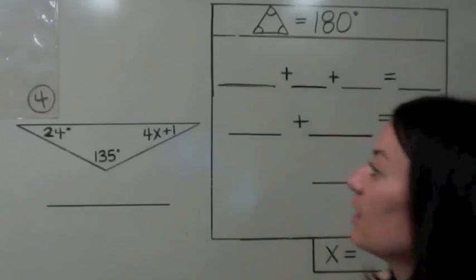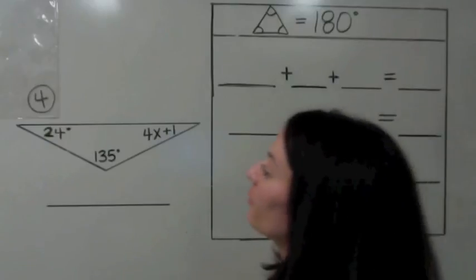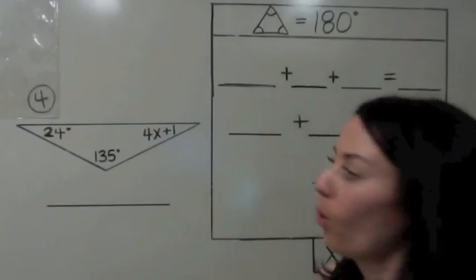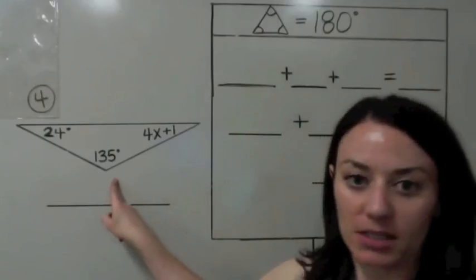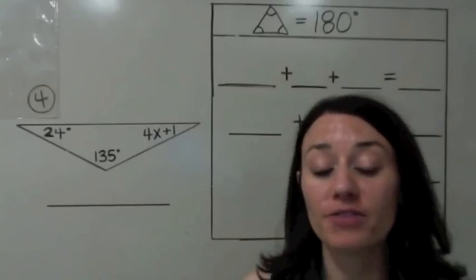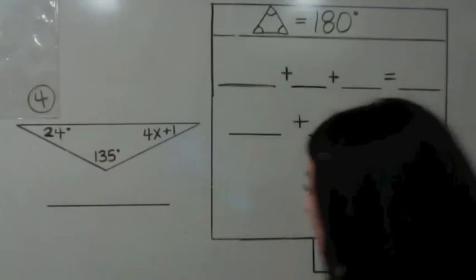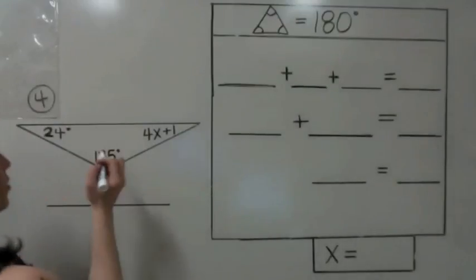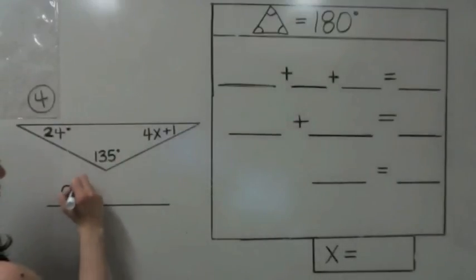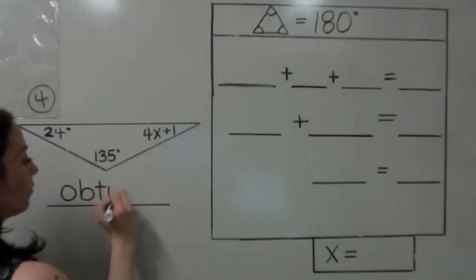Okay, so let's take a look at number 4. First, let's ask ourselves, what type of triangle is this? It has an angle that's 135 degrees. So that's a what kind of angle? It's an obtuse angle. And one obtuse angle, by definition, makes this an obtuse triangle.